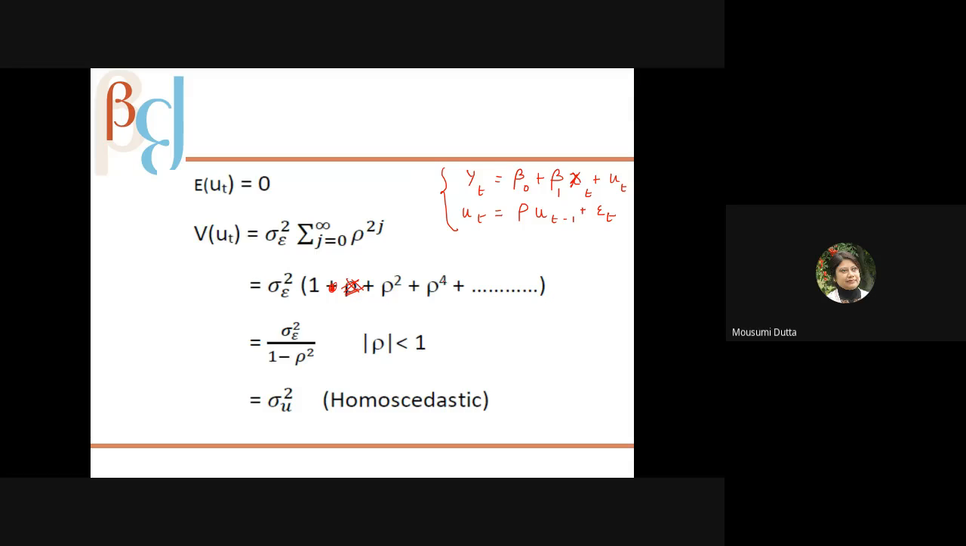So I am getting the sum of a GP series. The value is sigma epsilon square by 1 minus rho square. Now rho will be a numerical figure. It is the correlation between the two error terms. So this can be considered as a constant. So this can be presented as sigma u square, and this proves that for this pair of equations, homoscedasticity prevails. So when I am considering autocorrelation and this set of equations, that is not disturbing the variance of the error term. Variance of error is still a constant, so it is homoscedastic. Any question? Expectation of ut is equal to 0 and variance of ut is a constant.